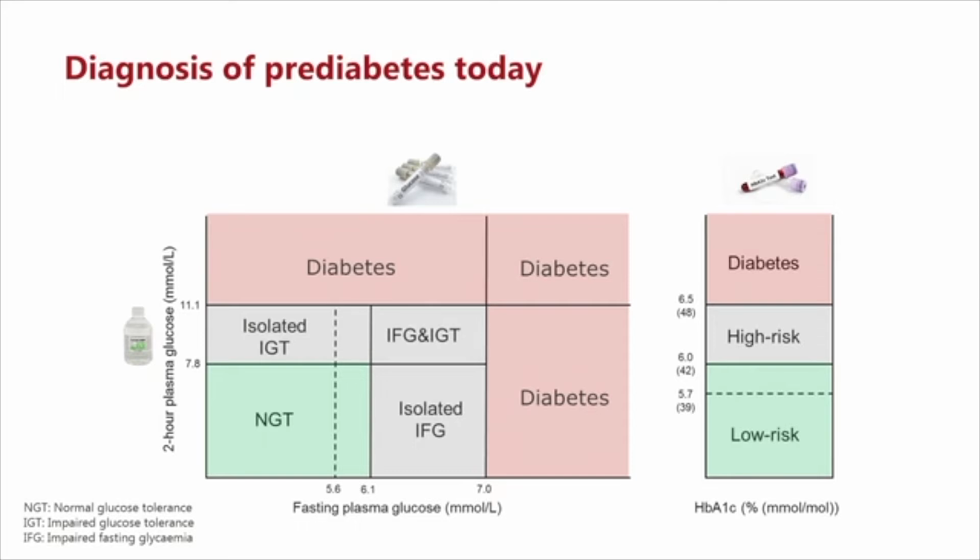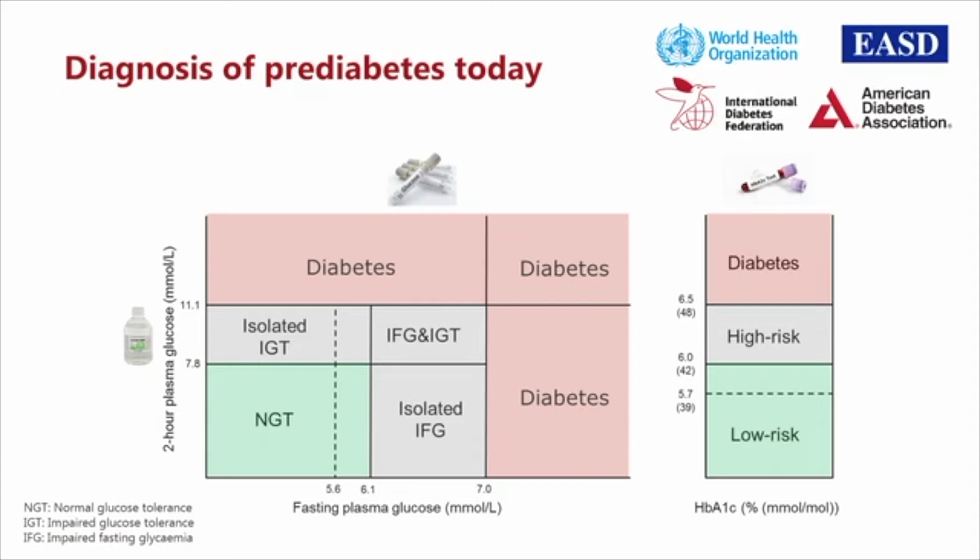But still, even though we have these better definitions, there's not consensus across the different organizations worldwide. There are different cut points, which are suggested by the ADA and the EASD and IDF. So there's not really consensus about what is prediabetes, how do we define it, and what characterizes people with prediabetes.